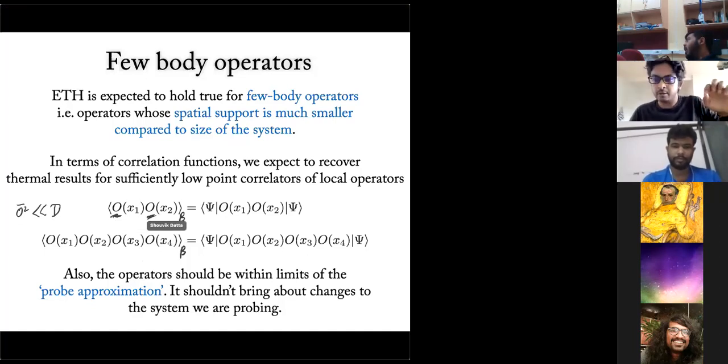So you're working in the probe approximation, which you might have heard of if you're used to AdS/CFT. It should not bring about changes to the system we are probing. If you try to translate this statement to a statement in the gravity dual, it means that these probes should not back-react on your AdS geometry and change the geometry. So they should be light enough.